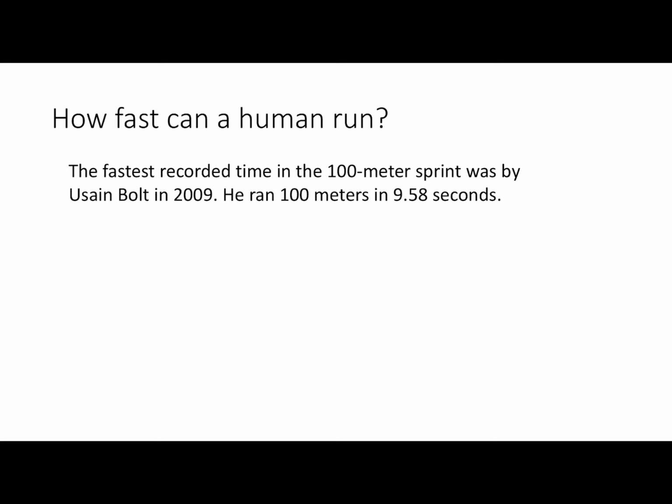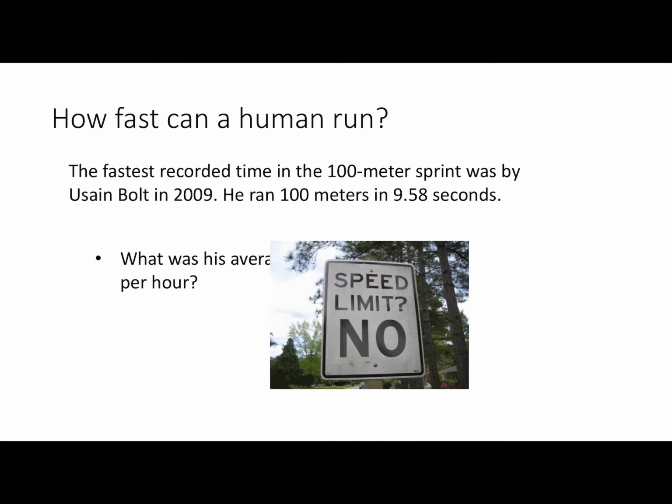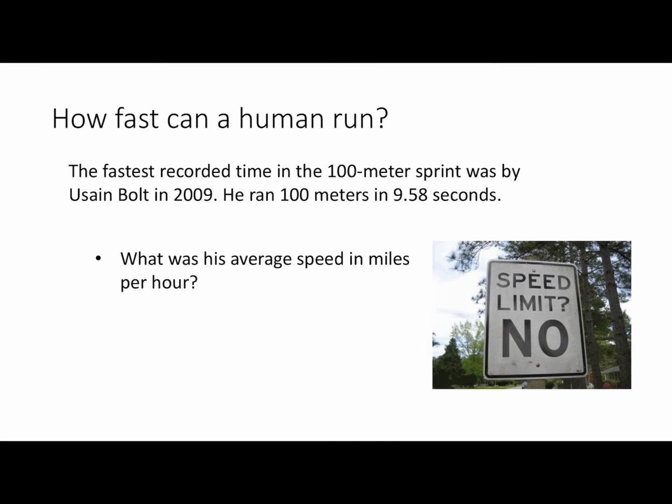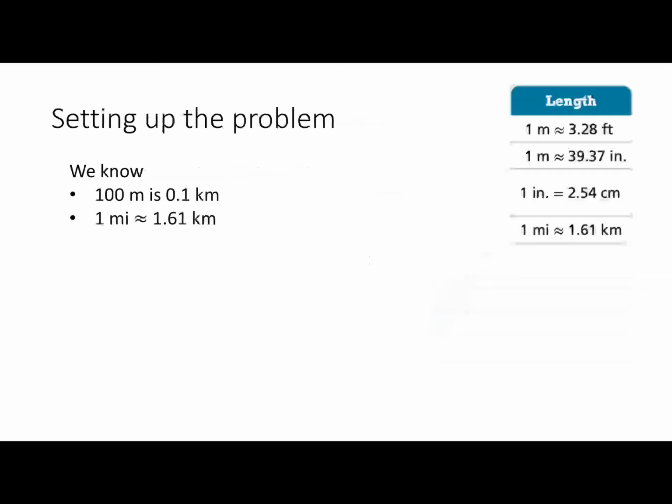In this video, we're going to explore how to convert units. So, how fast can a human run? The fastest recorded time in the 100-meter sprint was by Usain Bolt back in 2009. He ran 100 meters in 9.58 seconds. So what's our main question? What was his average speed in miles per hour? All right, so that's what we want to answer.